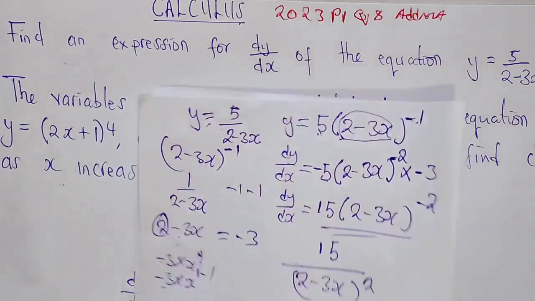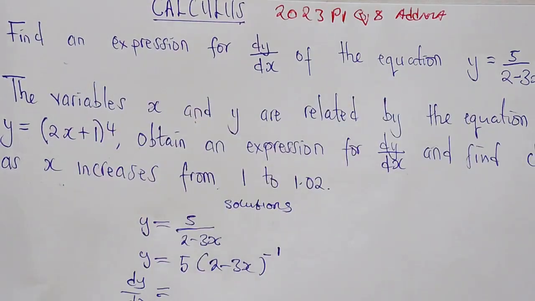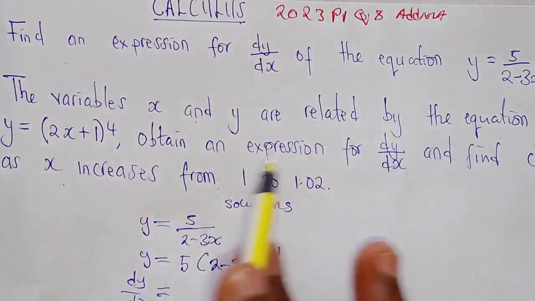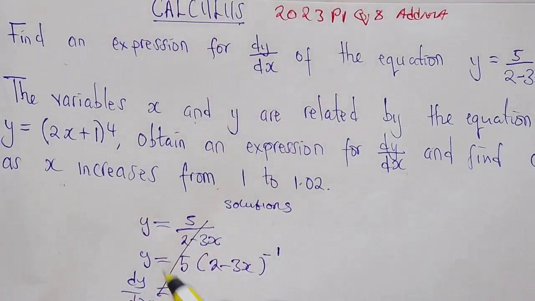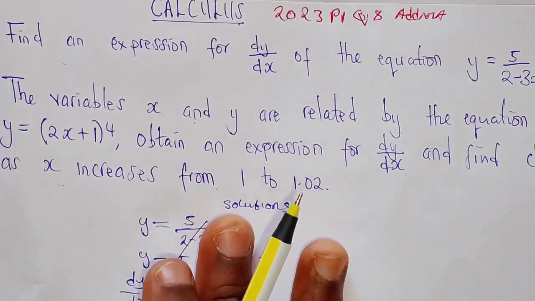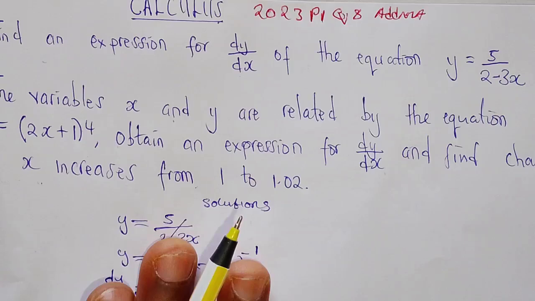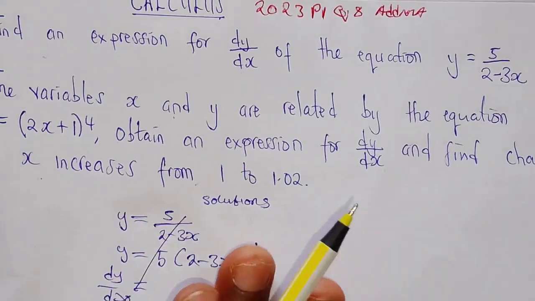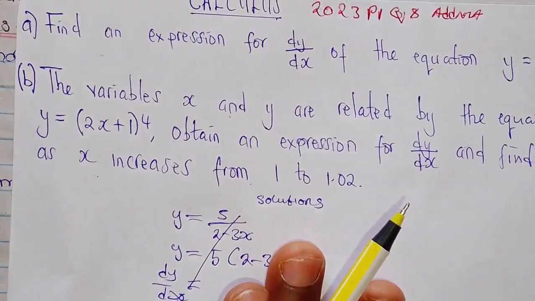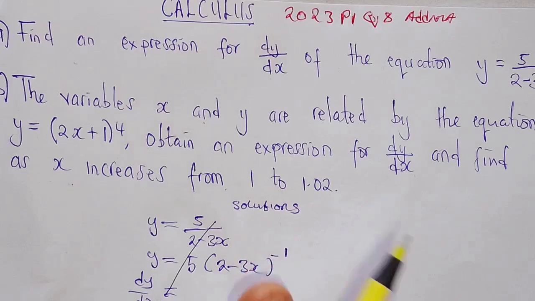So we proceed to question 2, which reads: the variables x and y are related by the equation y is equal to (2x plus 1) to the power 4. Obtain an expression for dy/dx and find the change in y as x increases from 1 to 1.0.